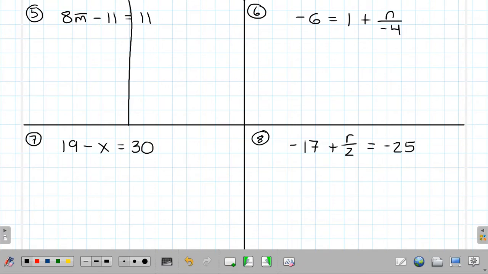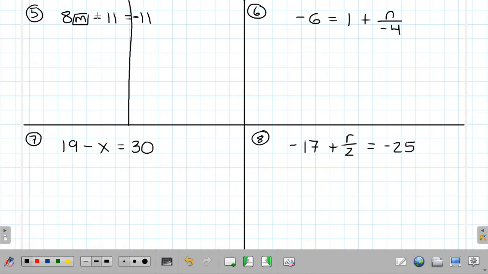Well, m is my variable, so 8m minus 11 equals 11. So that means, oh wait, I think there's a little bit of a typo there. That should be a negative 11 here, so my apologies. Go ahead and add that in. But in this case, we have 8m minus 11 equals negative 11.